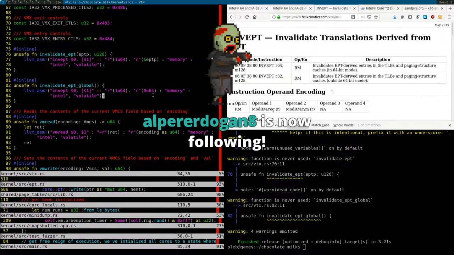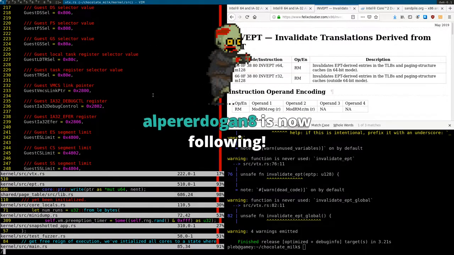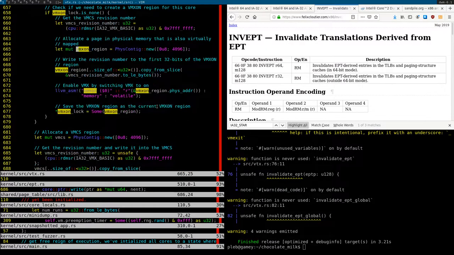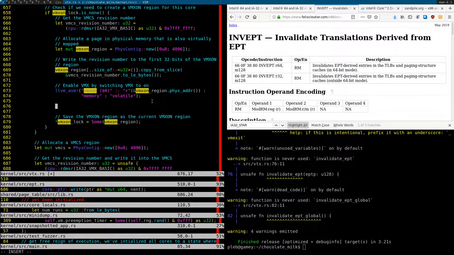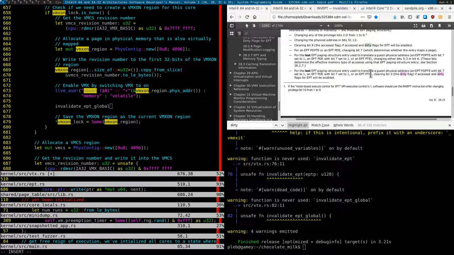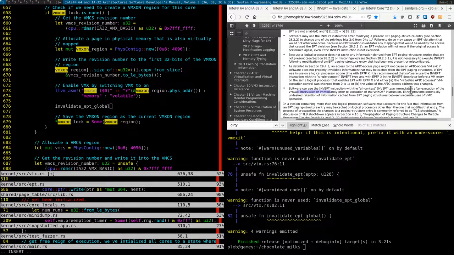Okay, so we'll do invalidate EPT global, and this is after VM vmxon. When we do a vmxon, it says you can use this immediately after, or immediately prior to that, either prevents potentially undesired retention. Okay, we'll just do this.